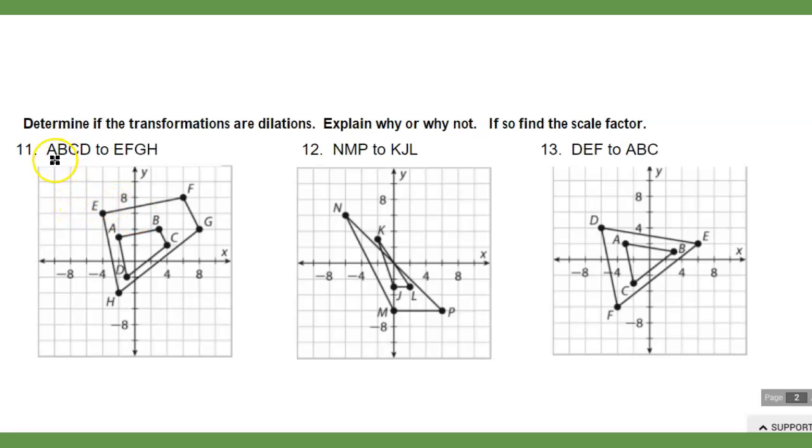Recall that if you're going like on this one from a smaller shape to a bigger shape, the k value should come out to be bigger than 1. And then we go to something like 13, where you're going from a bigger shape, DEF, to ABC. It should be a k value that's between 0 and 1, okay, something less than 1. All right, so that's it.